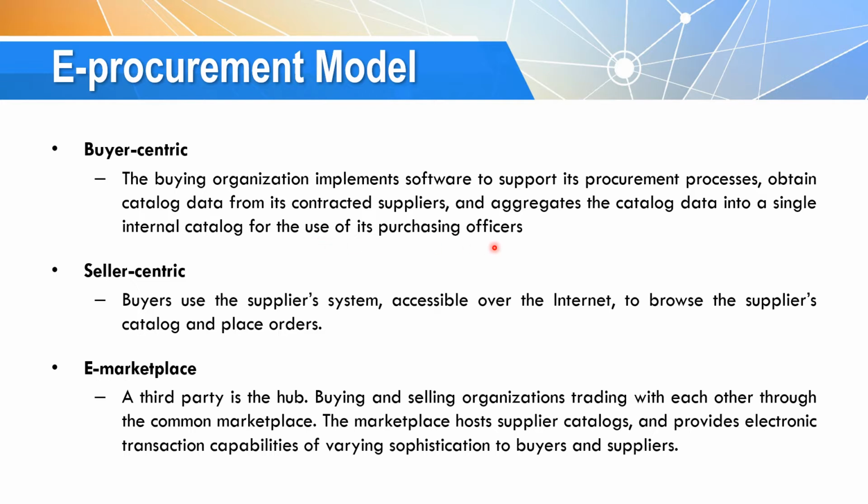So concept in buyer-centric for e-procurement model, where the buyer or the organizations that need the barang-barang lah, it will have their own system, and then it will collect and aggregate, combine all the catalog from the suppliers, put in one system. Okay, so it will happen at the buyer side. Okay, the second type of e-procurement model is seller-centric model, where buyer use the supplier system accessible over the internet to browse the supplier's catalog and place order.